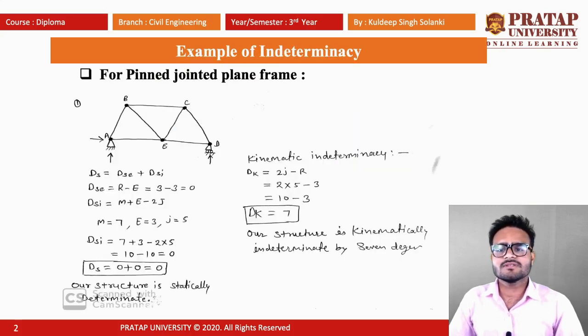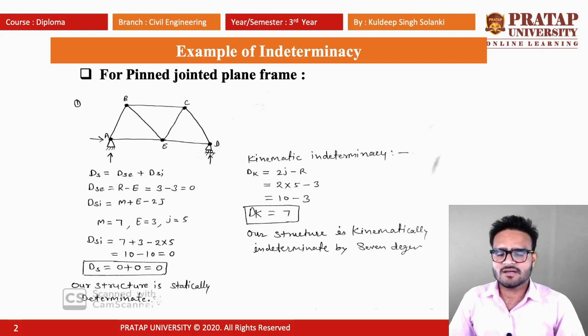So this is for a pin jointed plane frame. Pin joint means truss case, and plane frame means just 2D. Then pin jointed plane frame means truss in 2D. If it is a pin jointed space frame, it means truss in 3D. So this is a pin joint and plane frame, which means truss in 2D. So this is the first example.